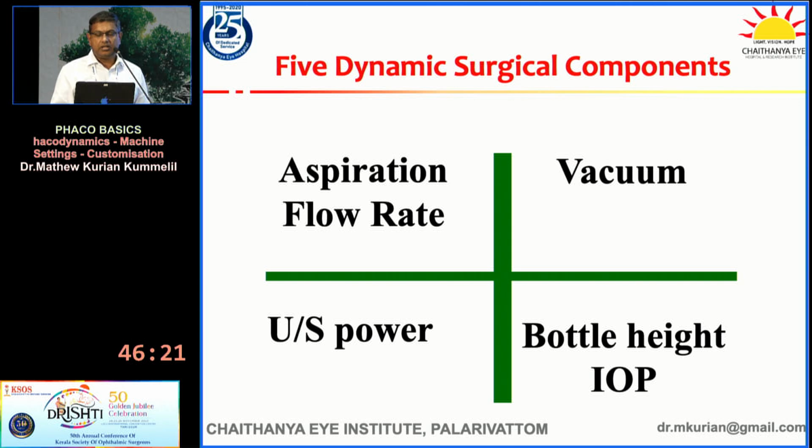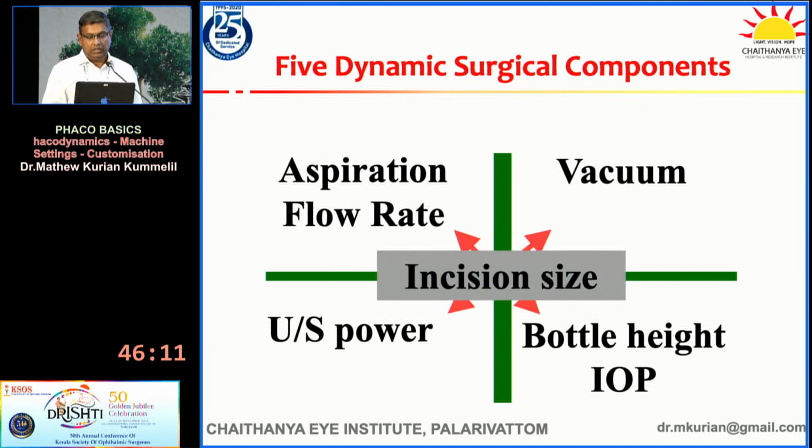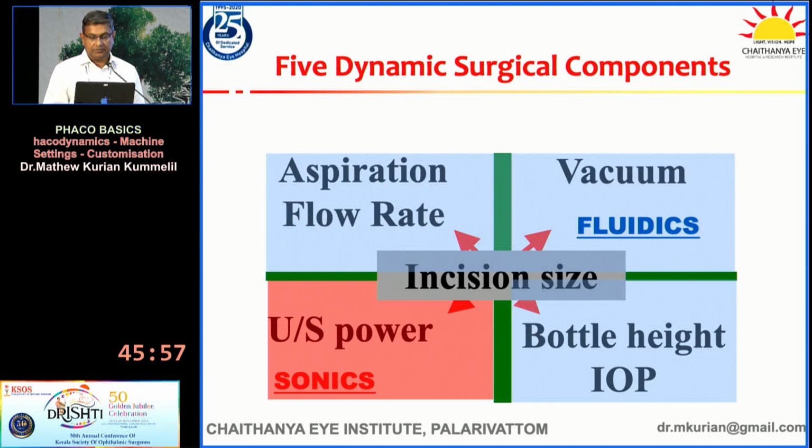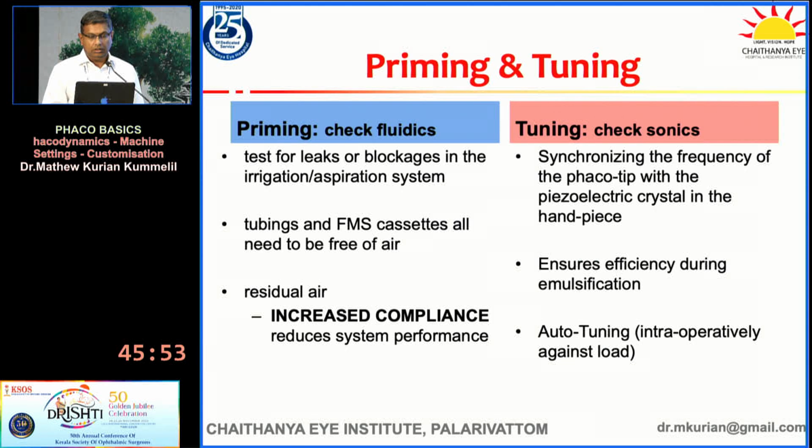presentation. So there are 5 dynamic surgical components: aspiration flow rate, vacuum and bottle height, and the ultrasound power. All put together work, and the incision size is what actually keeps these things in certain critical limits. The ultrasound power, sonics, generates the heat, and the rest of it is to cool down and prevent corneal wound burns.